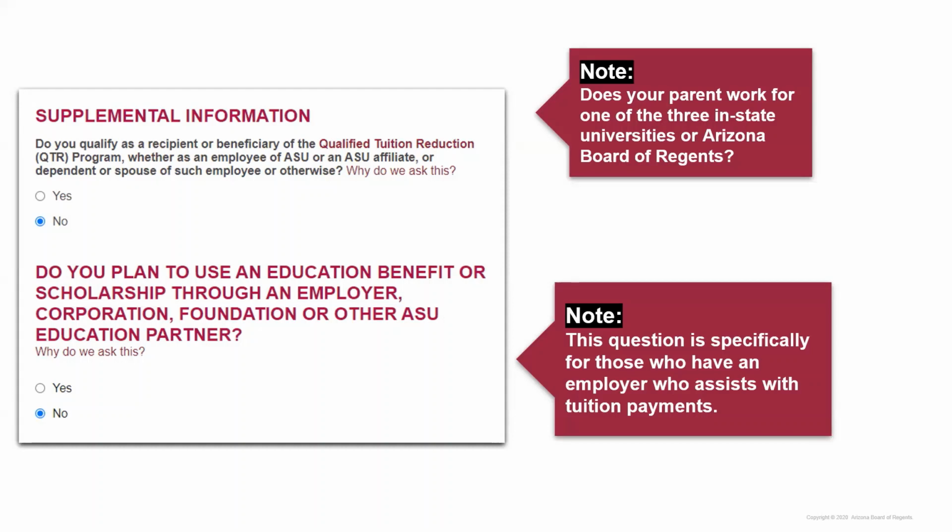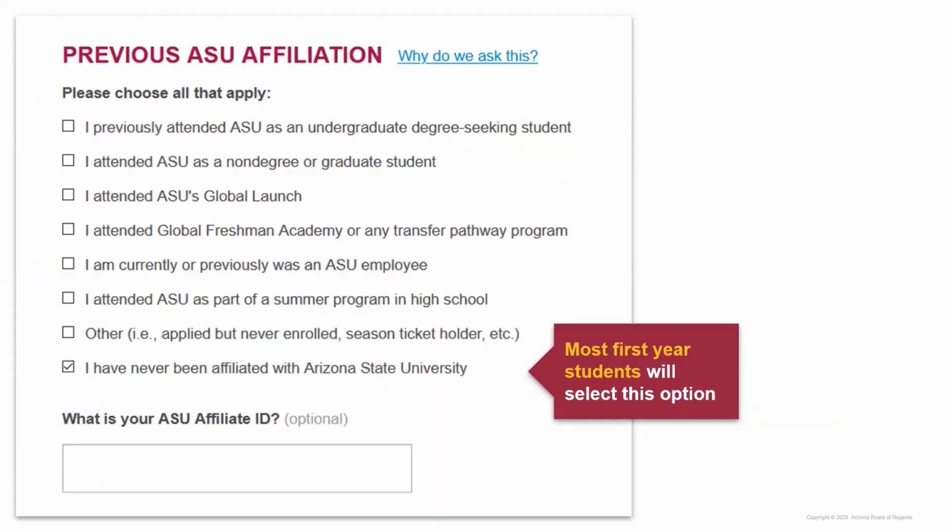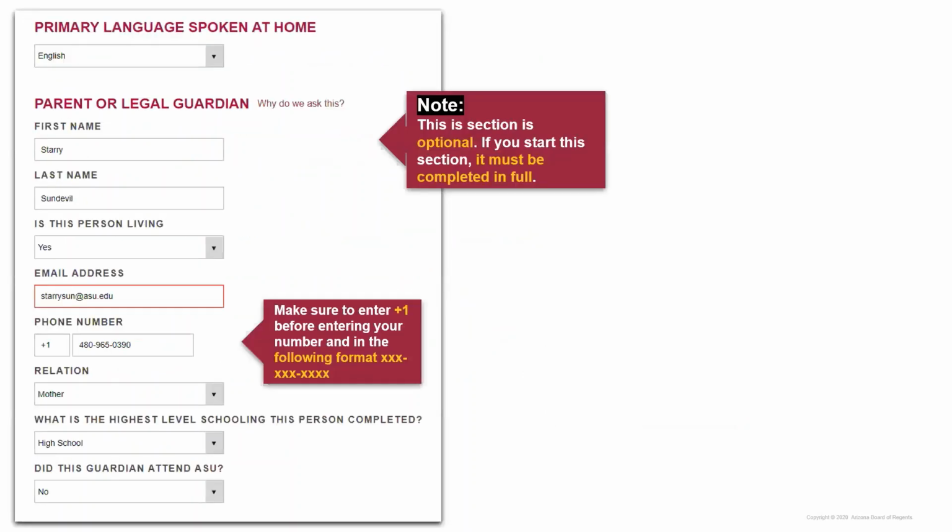The second question you see on here is asking about an education benefit. If you're receiving a specific scholarship or benefit through your employer that you're going to be using at ASU, you're going to want to go ahead and put yes. If this doesn't pertain to you, then go ahead and put no. Another question that students have many questions about would be the ASU affiliation question. If you've ever taken a class at ASU, done a program at ASU, or even have any type of ASU ID, you're going to want to put whichever one applies to you and insert that ASU affiliate ID. If this doesn't pertain to you, put I have never been affiliated with ASU.